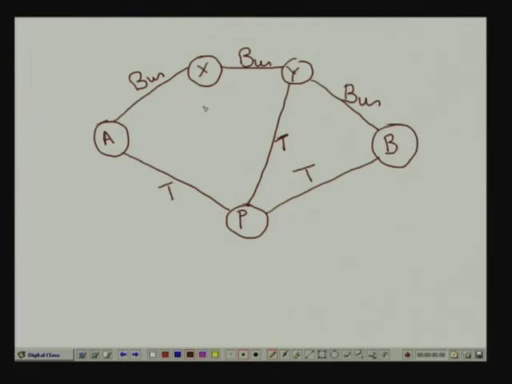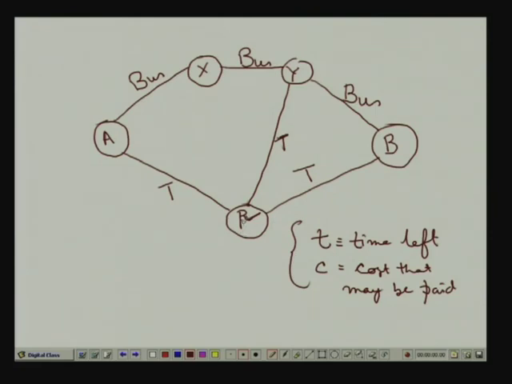Now, when I come to this city P, suppose at this point I decide that okay, right now I have got enough money, but my time is really an issue. Now when I am at this point, then I have got two choices. Either I take the train from here, or there is a direct train. But if I take this train, then I'll have to take the bus again. So here I find that I have got some t amount of time left. T is the time that is left. I have to reach within that time, and say C is the cost that may be paid. All right. Now I have these two parameters, and sitting at this point, I have to make a decision.